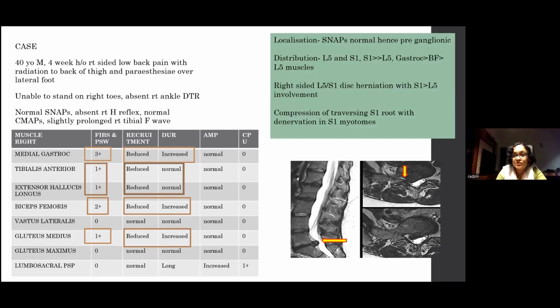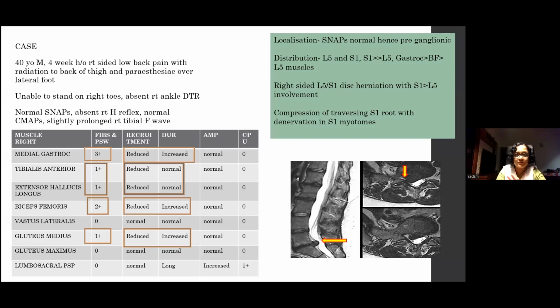So the distribution, so first it's preganglionic because sensory nerve responses are normal. Secondly, the distribution: there is L5 and S1 involvement, but S1 involvement is more than L5, because gastrocnemius and short head of biceps femoris, both predominantly S1 muscles, are more involved than extensor hallucis longus, gluteus medius, and tibialis anterior, which are predominantly L4, L5, especially L5 muscles. So here we have the disc herniation and compression of the traversing S1 root.